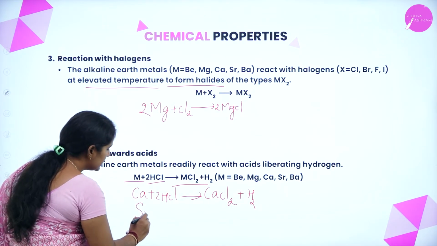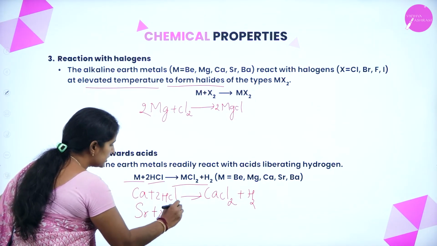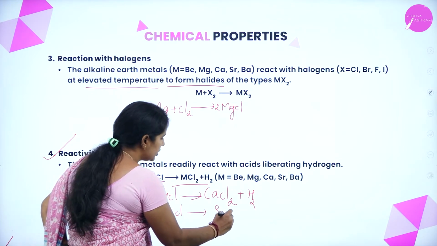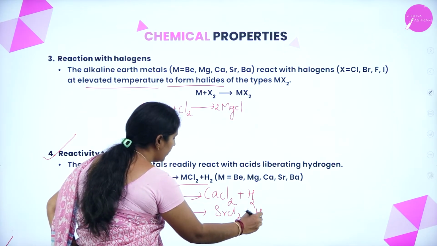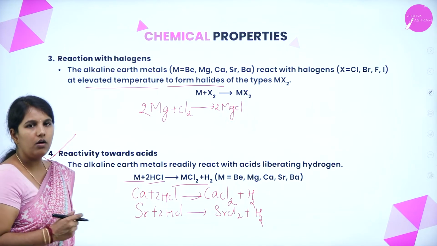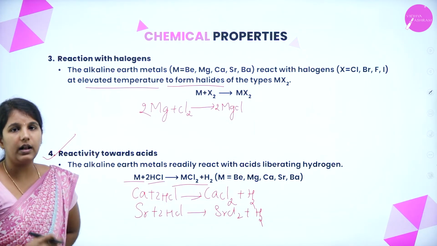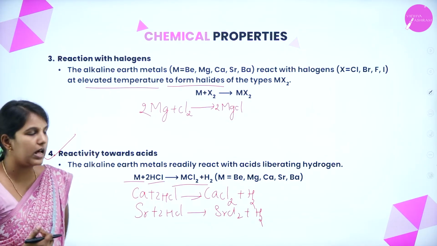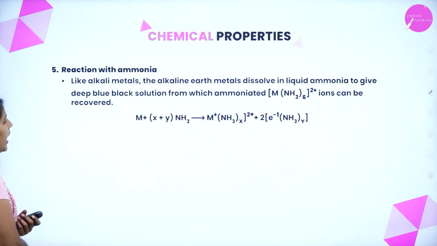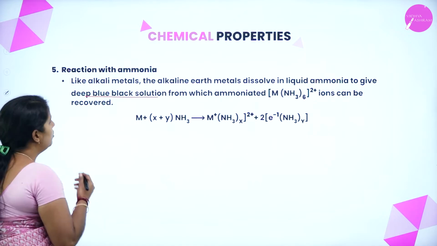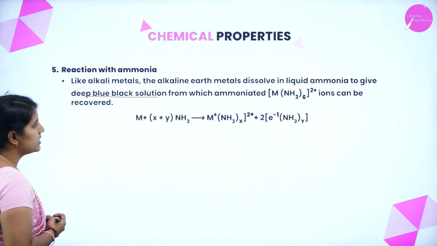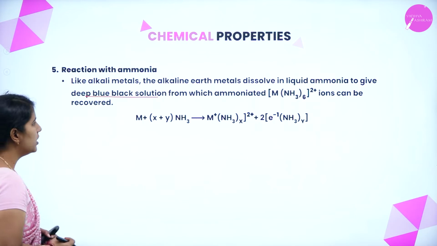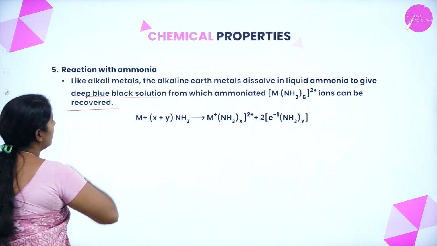Similarly, you can write strontium reacts with 2 HCl, forming what? Strontium chloride with the liberation of hydrogen gas. This is how an alkaline earth metal reacts with an acid, liberating hydrogen. Next is reaction with ammonia. Like alkali metals, alkaline earth metals can also dissolve in liquid ammonia and give a blue-black solution which consists of ammoniated ions, and that can be recovered later.